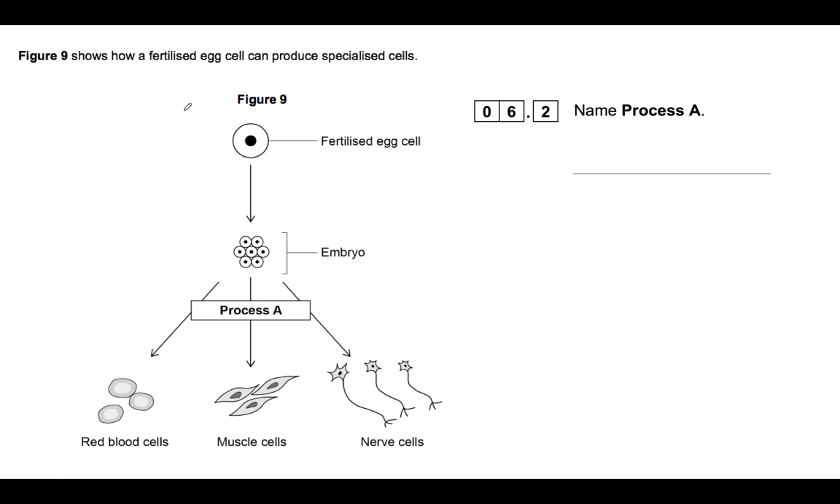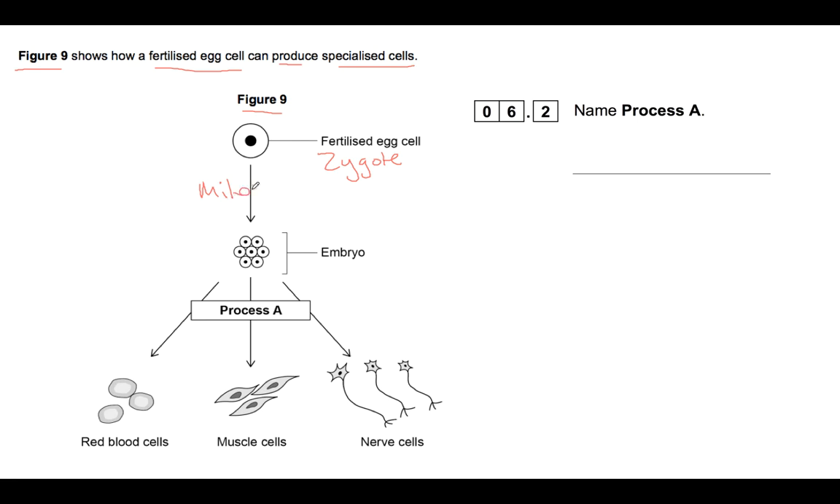Question 6.2 now, and we've got to look at figure 9. That's here. And figure 9 shows how a fertilized egg cell can produce specialized cells. So we have our fertilized egg cell here. That's also known as a zygote. It's always good to know. So we get that fertilized egg cell when sperm and egg cell nuclei fuse, then undergoes cell division.